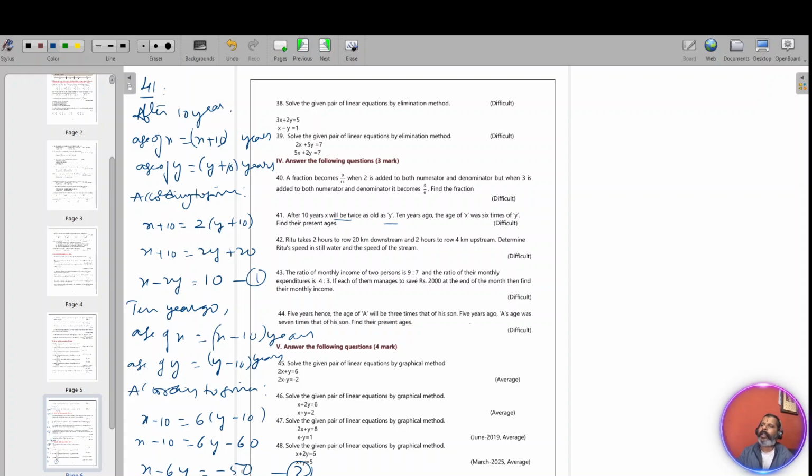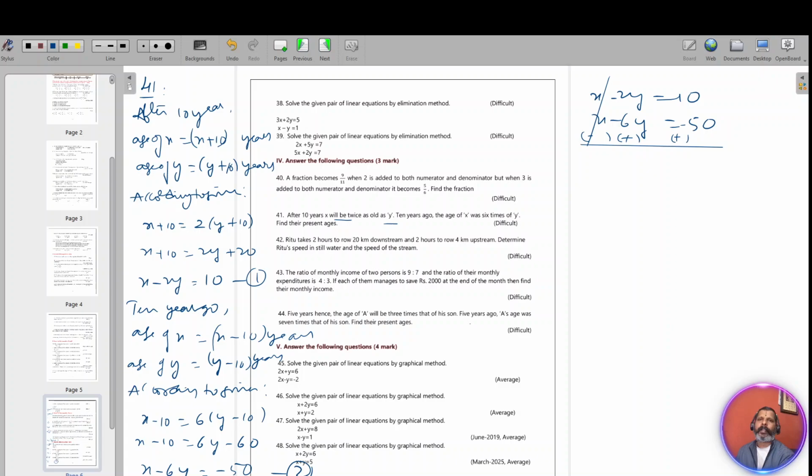If you observe equations 1 and 2, the x coefficients are the same. Let's check: x minus 2y equals 10, x minus 6y equals minus 50. I'll subtract them so that x gets cancelled. Minus 2 plus 6 is 4, so 4y equals 50 plus 10, which is 60. So y equals 60 by 4, that is 15 years.